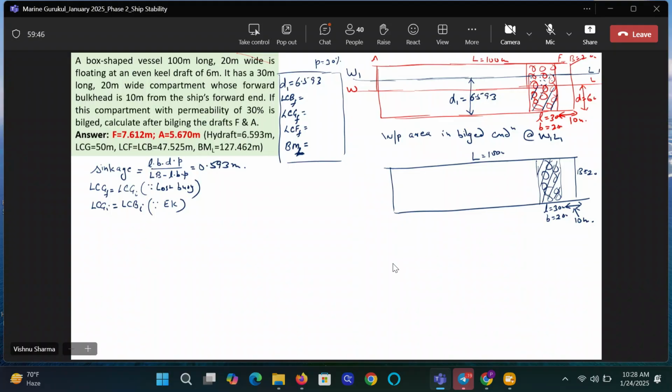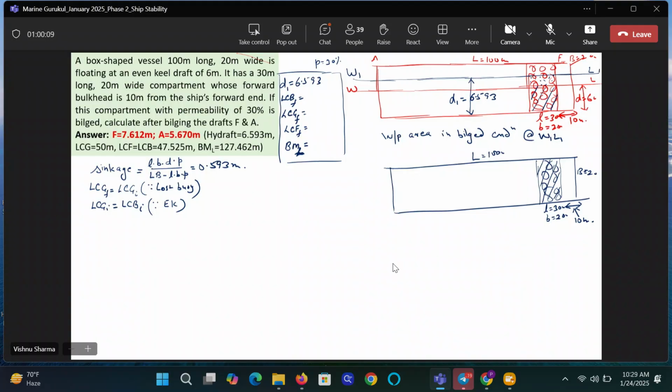Even keel condition, because the trimming moment is zero, correct? And the trimming moment will be zero when the LCB-LCG difference is zero. Correct? Yes or no? Yes, sir. And what is the relationship between the length of a box-shaped vessel and the LCB?